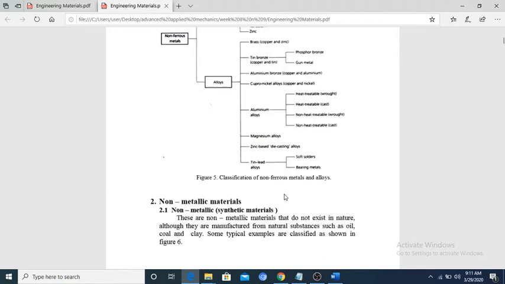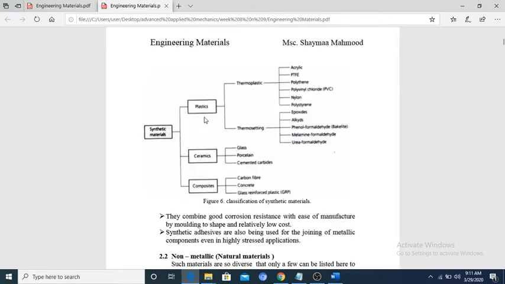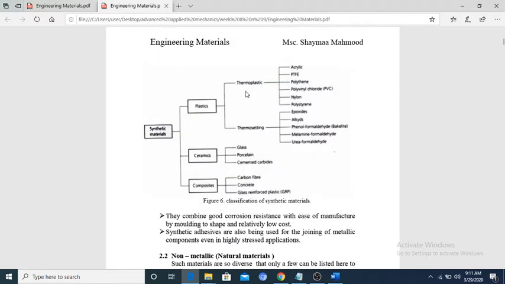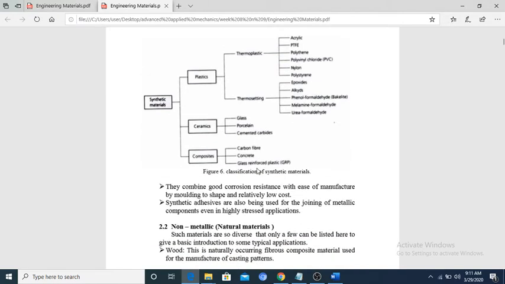Non-metallic materials consist of synthetic materials and natural materials. Synthetic materials consist of plastic. We have thermoplastic and also thermosetting. For thermoplastic we have acrylic, PTFE, polystyrene, polyvinyl chloride, nylon. Yeah. For thermosetting we have epoxy resin, acrylic, phenol formaldehyde, and urea formaldehyde. Yeah. And ceramics consist of glass, porcelain, cemented carbides. Yeah.